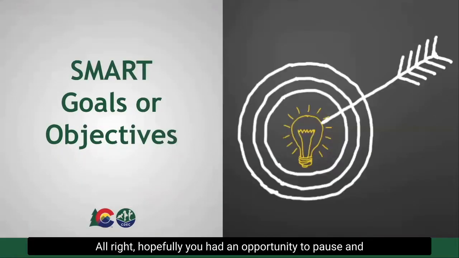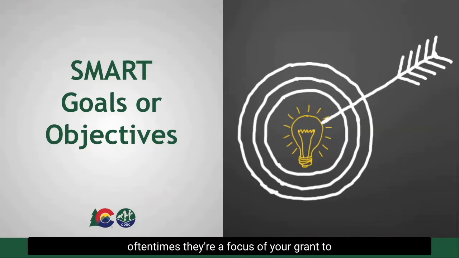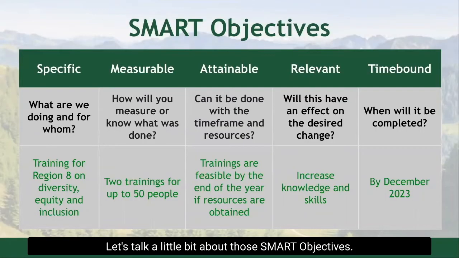All right, hopefully you had an opportunity to pause and look into some of the example data sources that are available to you, and also look through that example data that we have in your note taker as well. Next, we're going to talk about SMART objectives, SMART goals, sometimes called those things interchangeably, but oftentimes they're a focus of your grant to be able to show clearly what you're trying to accomplish or work on. Let's talk a little bit about those SMART objectives.